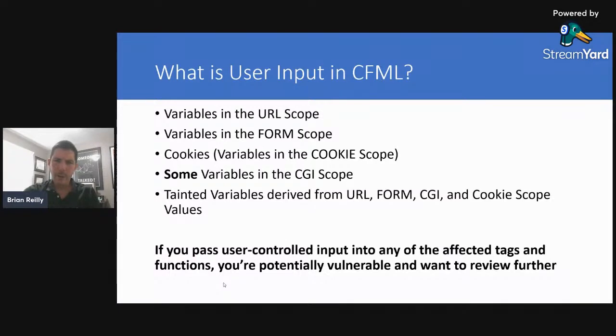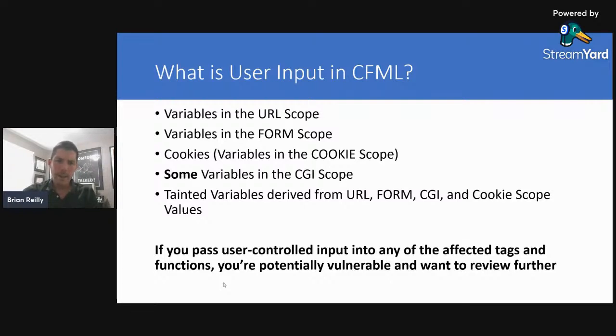CGI scope is something that can be partially controlled by the user. There are some CGI variables that the user can control, but there are some that are going to be hard set by the server or by the application that the user can't control. So this is only some, but it's important to understand which ones the user can control. And that in some cases is going to require more testing.